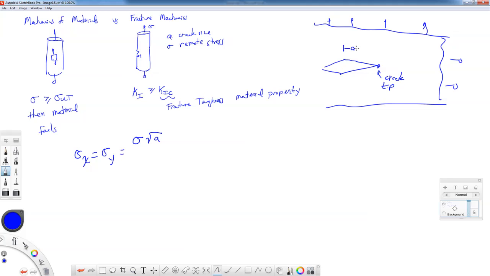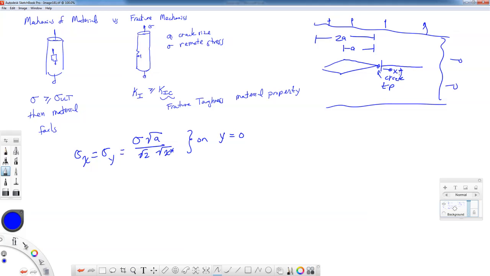Now A is the half length of the crack, 2A is the total length of the crack in the center cracked plate. Sigma square root A over the square root of 2, and I'll use the same notation that I used in my Westergaard video, the square root of X star. So this is on the plane of Y equals 0. So coming out ahead of this crack tip, where the distance from this point to the right is the distance X star, we have stresses that change by the square root of that distance.